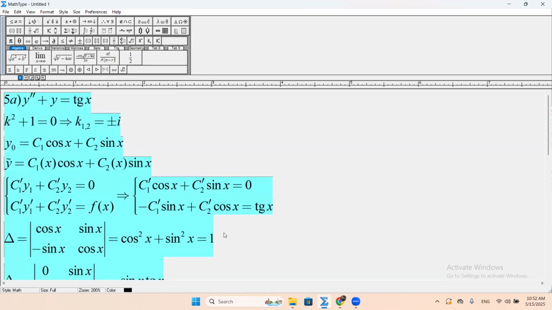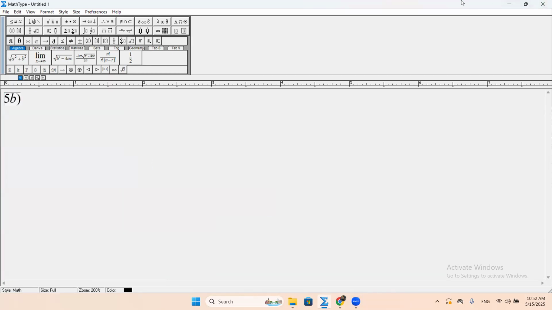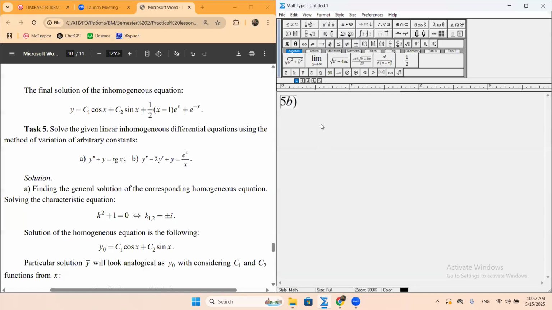So let us solve one more exercise. So we will have more practice in solving differential equations with constant coefficients. So we will solve the following equation: y double prime minus 2y prime plus y will be equal to e to the power of x over x.